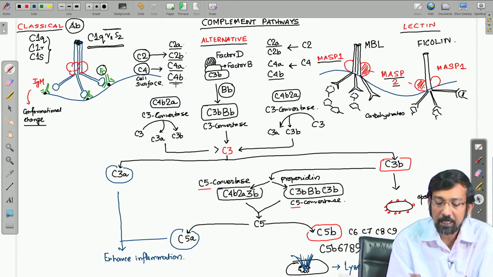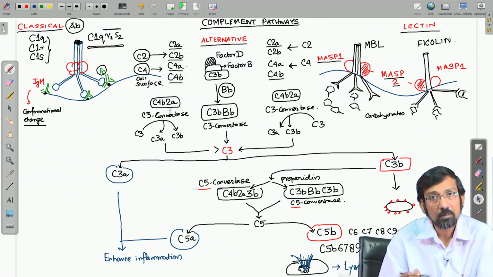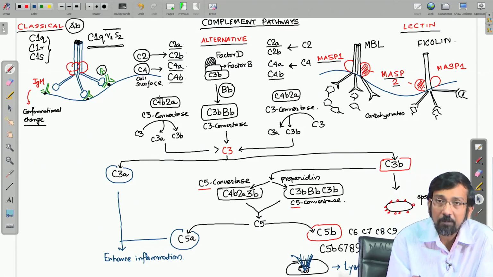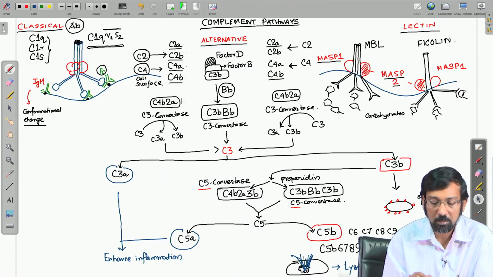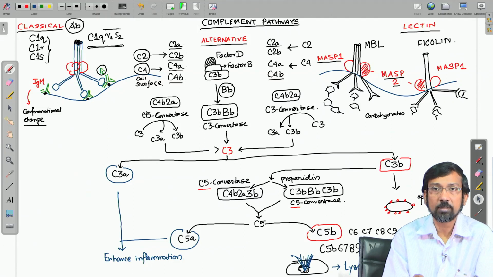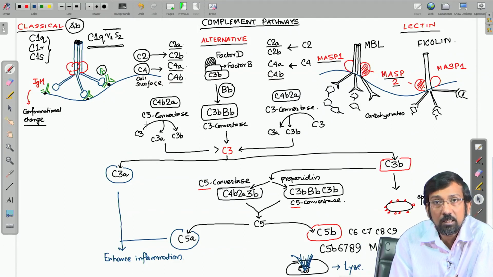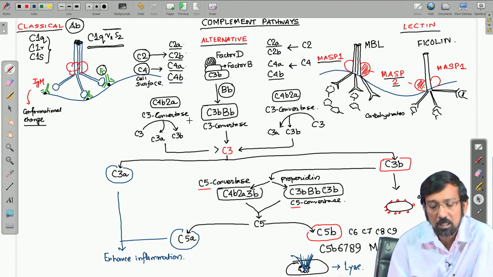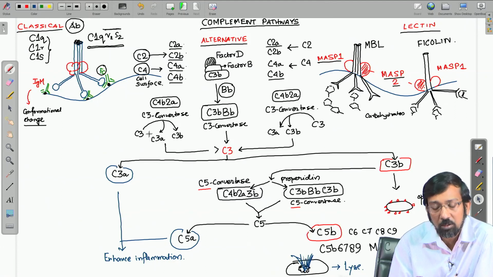This C4b and 2a come together, that means they associate with each other, and once they associate, they form another intermediate, which is the C4b2a. So, we just retain the C at the beginning for the complement and the broken fragments 4b2a, and this intermediate is known as a C3 convertase. The name is given as C3 convertase because it can break down C3 into 3a and 3b.